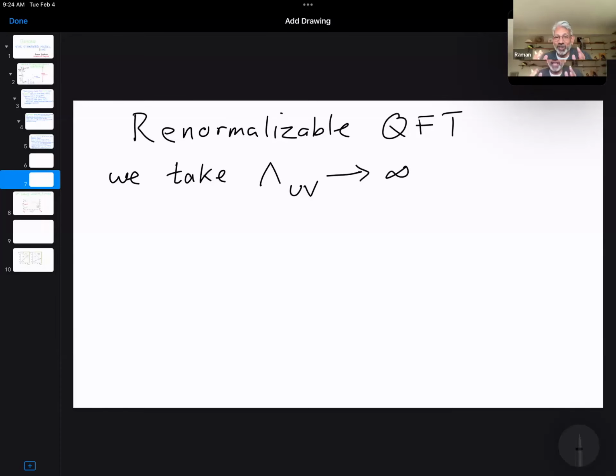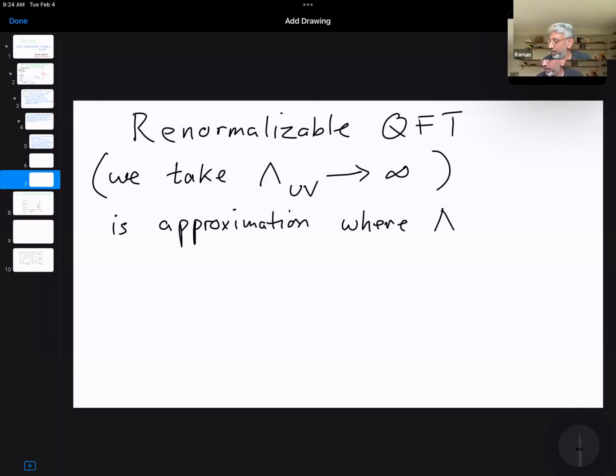But in truth, that's not the rule of the real world, because the real world contains gravity. And so what we're really saying in the real world is that this is just an approximation to the truth, where lambda UV, because of quantum gravity, if you like, is actually finite, but very large. So in that sense, renormalizable quantum field theory, as you've been learning it, is actually a kind of approximation to the real truth. And mostly because we live at much lower energies than the Planck scale, this aspect doesn't matter, but it's definitely worth keeping in mind.